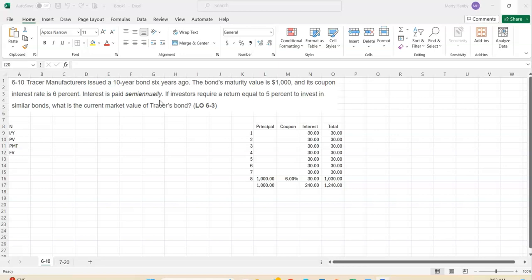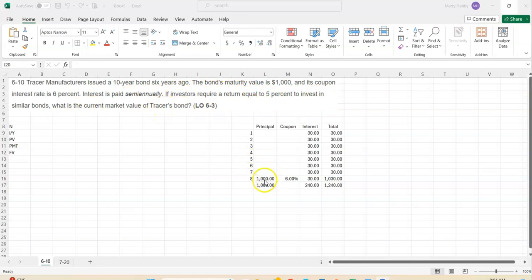In the United States, 90-something% of fixed-rate bonds pay semi-annually. If you go to Europe, the bonds in Europe generally pay annually. Maybe you could Google why, but it seems to me it's just the convention, though I haven't really looked into it. The bond's maturity value is $1,000 and the interest rate is 6%. That's the coupon rate. I don't understand why the textbook doesn't use that coupon rate. Interest is paid semi-annually. Investors require a 5% return to invest in similar bonds.